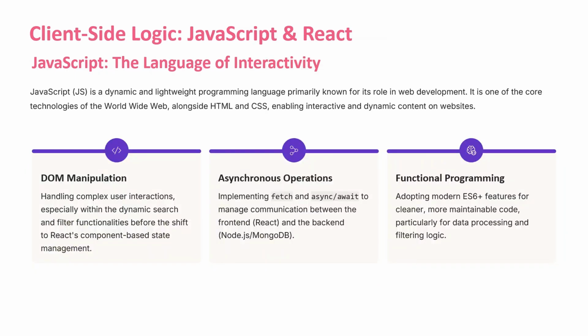Now coming to the third technology of the front end, which is JavaScript. It is called the language of interactivity. JavaScript is a dynamic and lightweight programming language known for its role in web development. It is one of the core technologies of the World Wide Web alongside HTML and CSS that enable users to make interactive and dynamic content on the website.